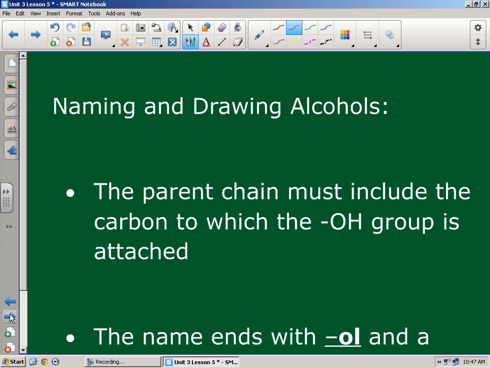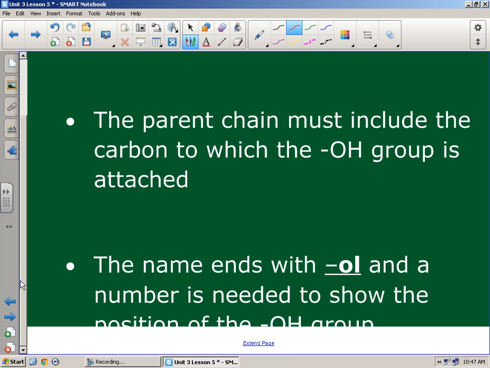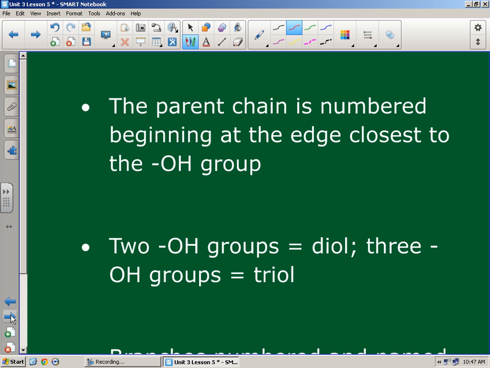The name is going to end with -ol, and there's going to be a number that represents where that -ol, or that hydroxyl group, is attached. For example, it might be 2-ol, which would indicate that the OH group is attached to the second carbon. When we start showing you these, it'll become pretty obvious, guys. It's pretty straightforward, and we've done a lot of this stuff before anyway. So the name ends with -ol, and there's a number that shows the position of the hydroxyl group.